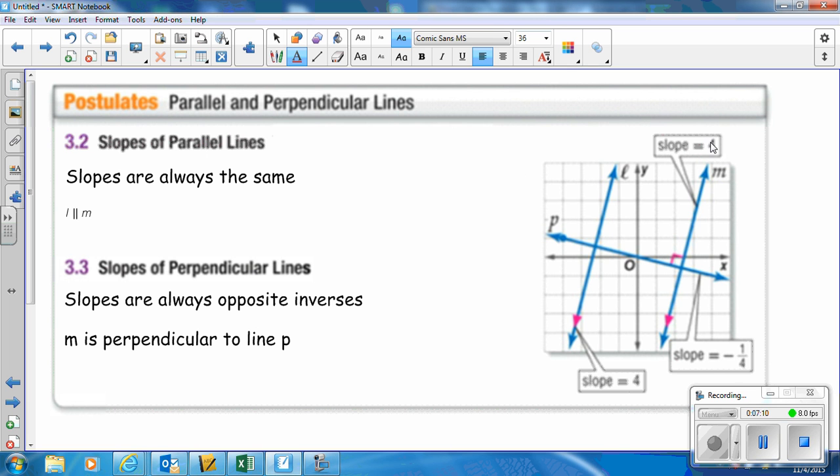So what we do, we take our 4, we flip it. We flip it if it was a fraction. As a fraction, 4 would be 4/1. So we flip it to make it 1/4, and we change the sign. So positive becomes negative. So 4 and -1/4, those are opposite inverses. So that's -1/4 and 4, they are perpendicular lines.